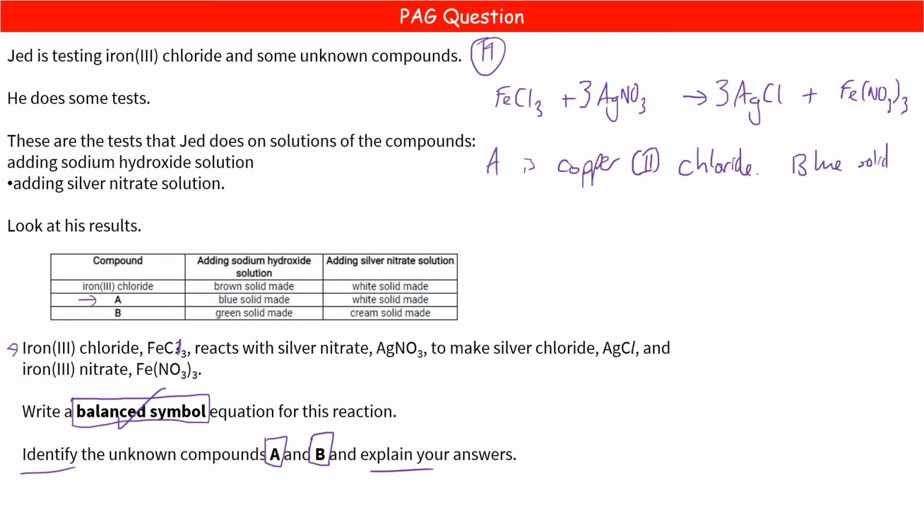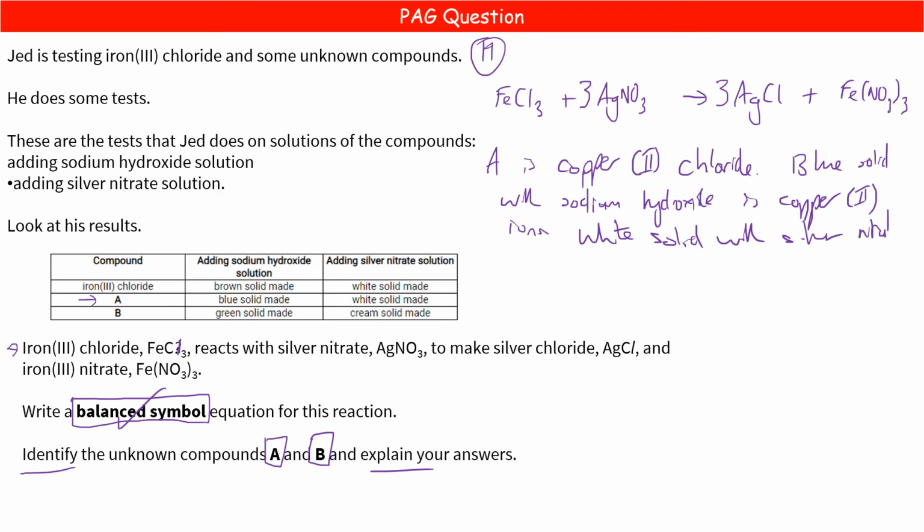Blue solid with sodium hydroxide is our copper 2 ions. White solid with silver nitrate is chloride ions. We've explained. So we've identified A, we've explained A. Now let's do the same with B.